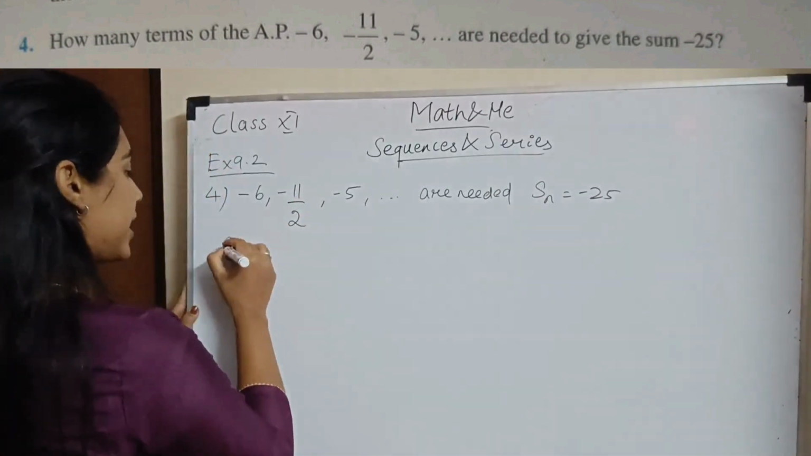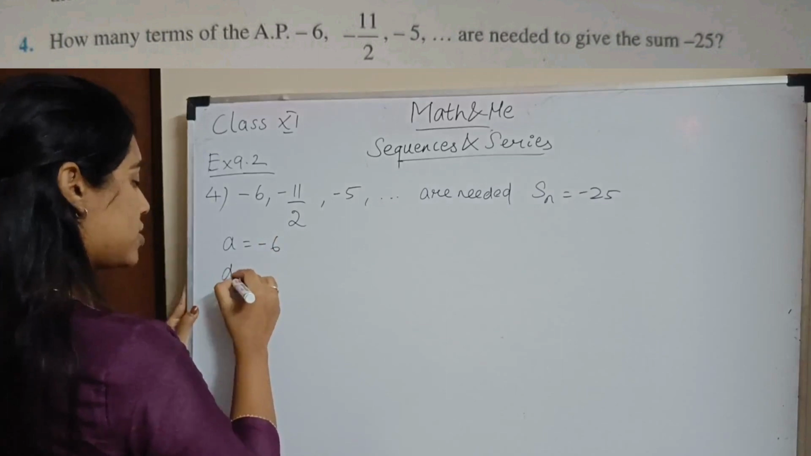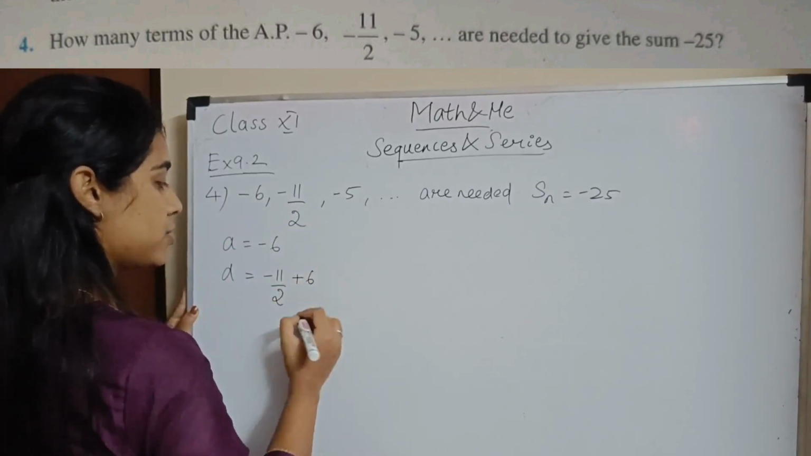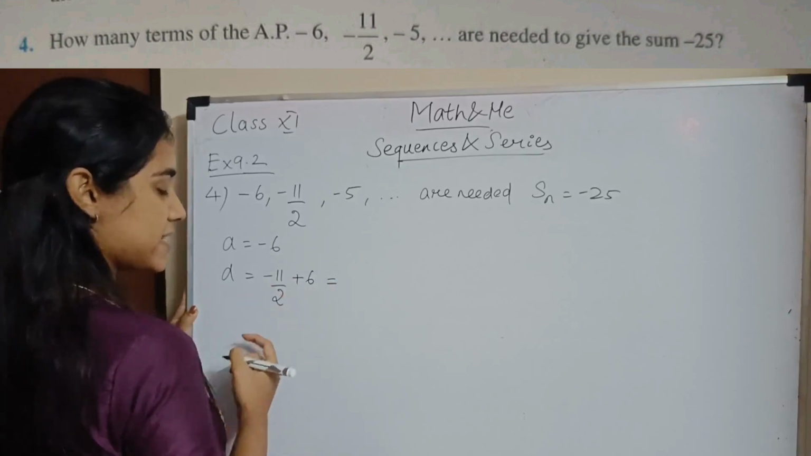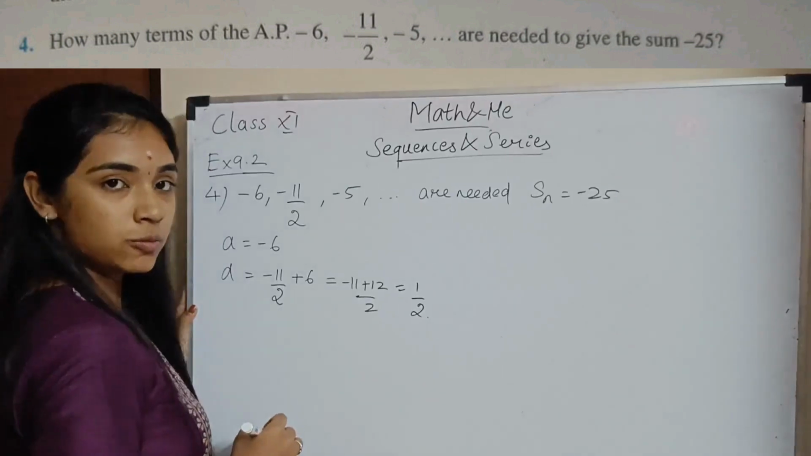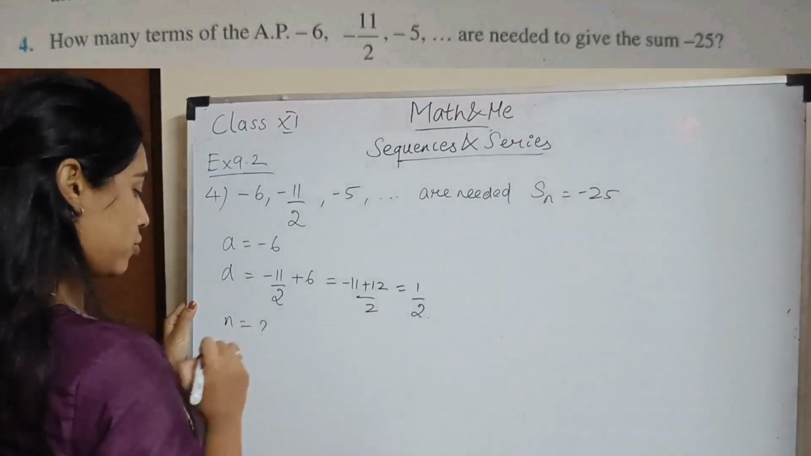Okay. So what is your A? Minus 6. What is your D? It is A2 minus A1. So minus 11 by 2 minus of minus 6 is plus 6. So what do I have when I take the LCM? I have minus 11 plus 12 divided by 2, which is 1 by 2. What is my n? I don't know.